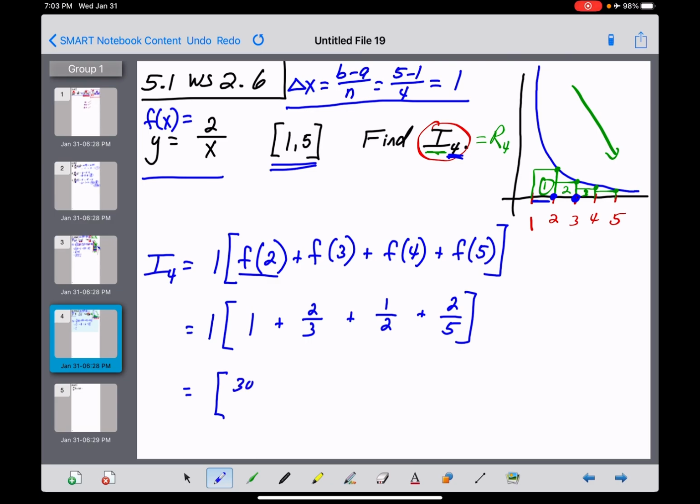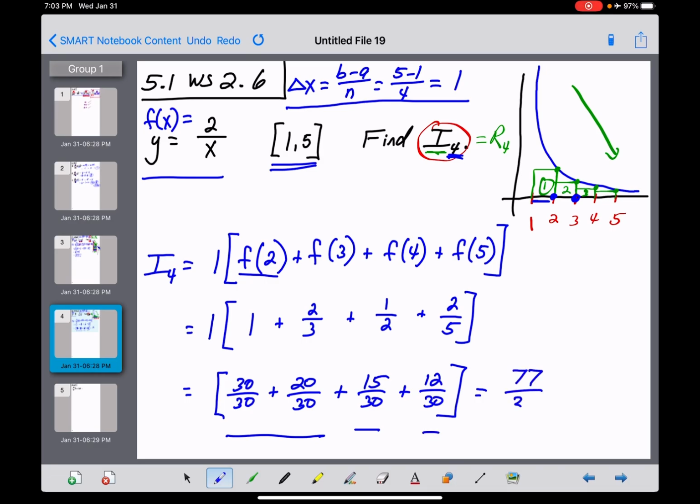All right, so we end up with a 30 over 30 from the 1, a 20 over 30 from the 2/3, a 15 over 30 from the 1/2, and a 12 over 30 from the 2/5. So what's that going to do for us, guys? That is 50, 65, and looks like 77 over 30 is going to be our answer here for that inscribed rectangular approximation on problem number 6.